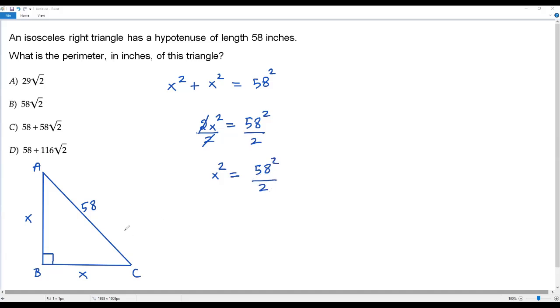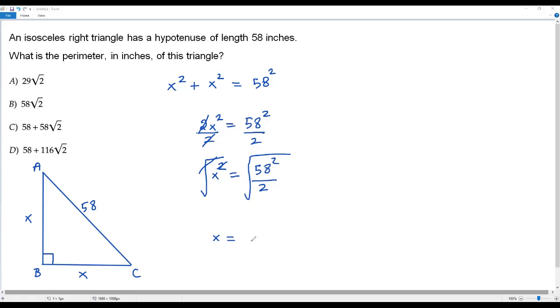My aim is to get the value of X, which represents the length of AB and BC. Once I get the value of X, I'll have the lengths of AB and BC, and I can easily find the perimeter of the triangle. To get the value of X, I have to get rid of this square, so I'm taking the square root on both sides. The square root and the square cancel out. So I'm getting X equals, usually when I take the square root of a number, we consider a positive or negative sign in front of it. But here X represents the length of the side AB and also the length of the side BC in the isosceles right triangle ABC. So X cannot be negative, since it represents the length of a side. So we consider only the positive sign.